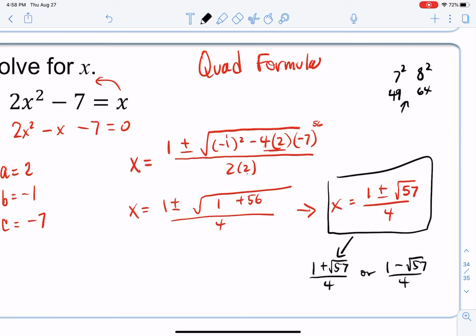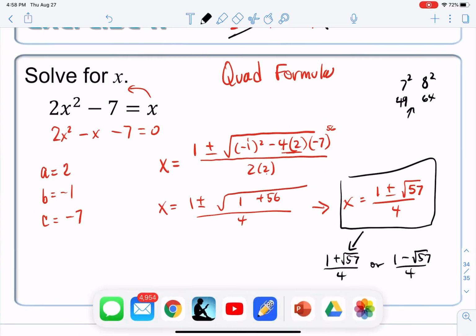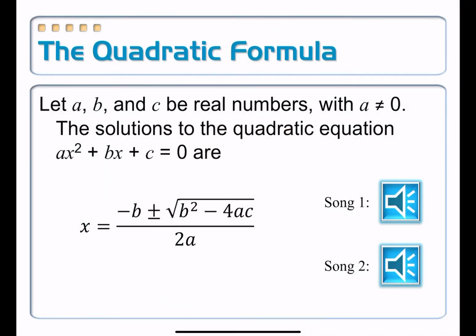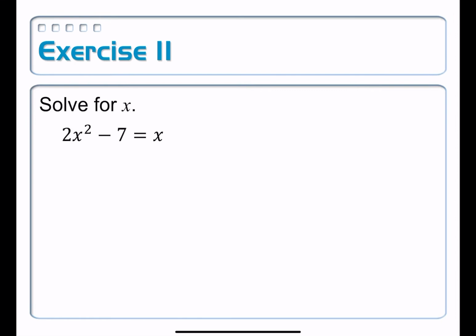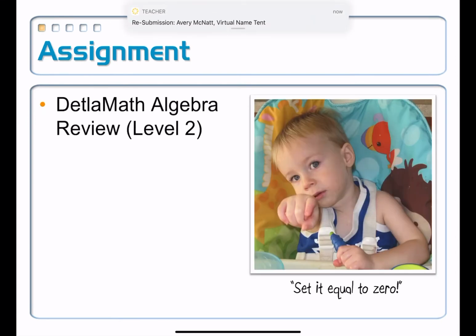All right, that's it, guys. That's it on quadratic equations. That's going to summarize basically all of our algebra review. And so we are at this point ready for our level 2 of Delta Math. So you want to go on Delta Math, complete those problems, and we'll call it a day.